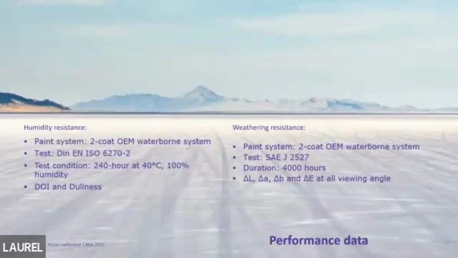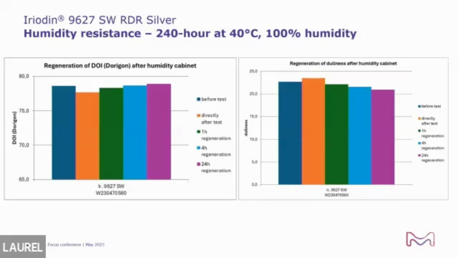So here is another car goes by. We have two sets of data to show the humidity resistance. One is the traditional delta E, the DOI from Dorgan, and the dark blue bar is the initial, then you take it right after the humidity chamber, and at 1, 4, and 24 hours. So you can see after 4 hours, it's completely recovered. This is 240 hours humidity at 100% humidity, 40 degrees C testing.